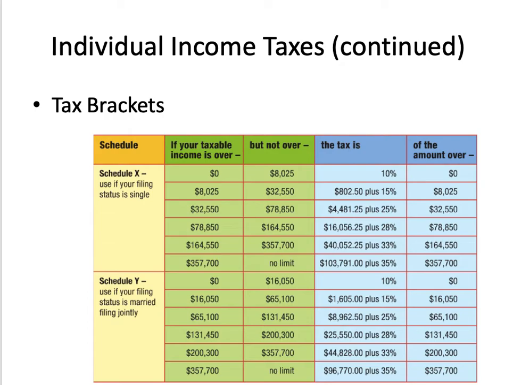So when you get that future job, even if it's a part-time job, you are put into a tax bracket. And as you can see here, there's a Schedule X and Schedule Y. There are more of these, and these are updated from year to year, but we're going to use the bracket that we see here. In Schedule X, it talks about filing status as a single individual. If you make anywhere from $0 to $8,025, you are in the 10% tax bracket.